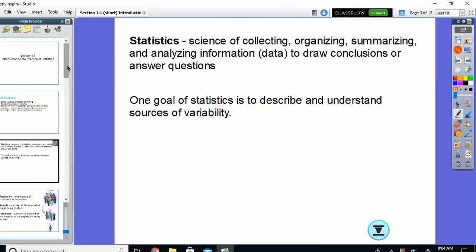So statistics itself, the formal definition is the science of collecting, organizing, summarizing, and analyzing data to draw conclusions and answer questions. You don't necessarily have to copy it word for word, but get the gist of it down. So essentially, statistics is looking at some kind of data. And we're going to do lots of different things with it. We'll talk about good ways to gather that data, how we can organize it so we can make some meaningful conclusions.